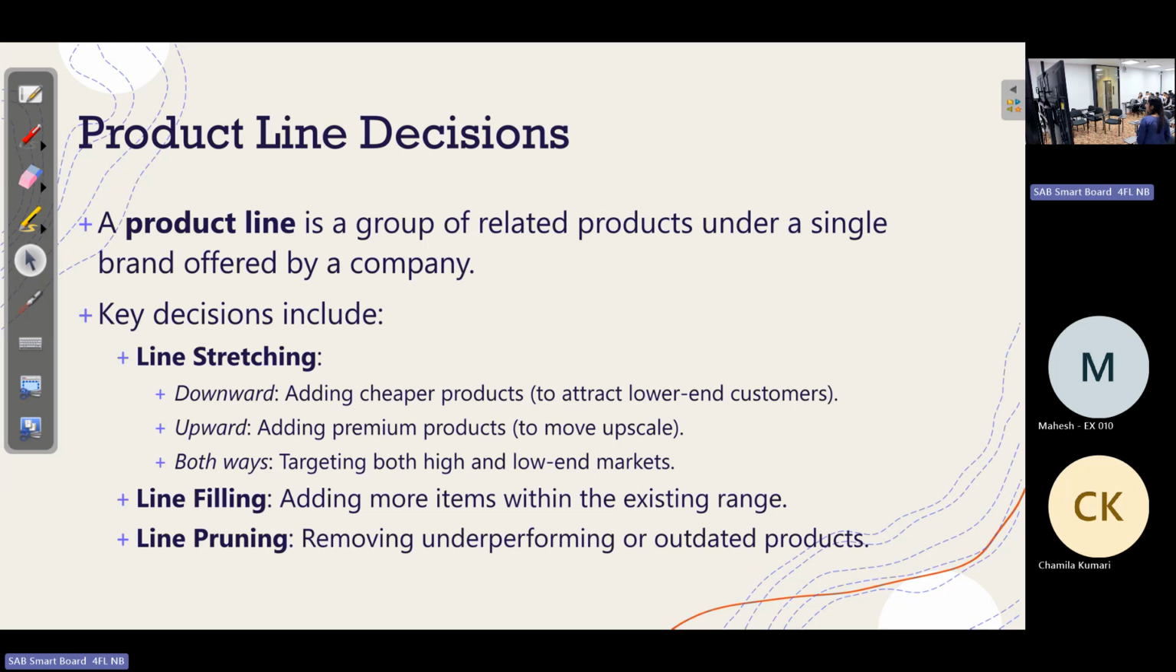Right, so downward in the sense they are mostly introducing budget friendly products without considering the features. Then upward you can write examples Pro Max. Both ways in the sense combination of both upward and downward. So normally Apple do use both ways line stretching. That means they do target high income level people as well as the price considerations also.